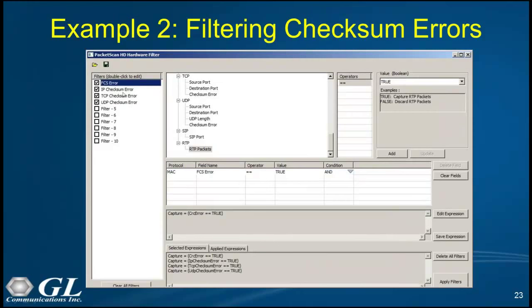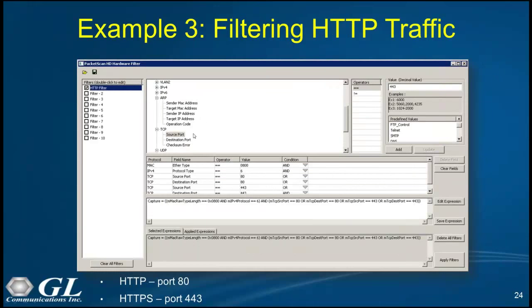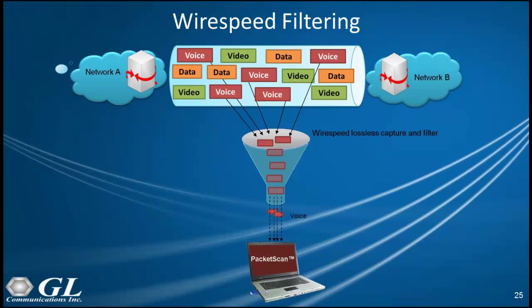And so I mentioned the various checksum errors. We have an example here of basically looking over all the packets that are coming in, looking to see if there's any errors, for instance. In this example, we're looking just for HTTP traffic. This would also be applicable to, say, Netflix, which uses port 80 for its video streaming. And then port 443 is used for secure HTTP. So as we mentioned, we can apply all these filters, dump it to packet scan, and analyze.